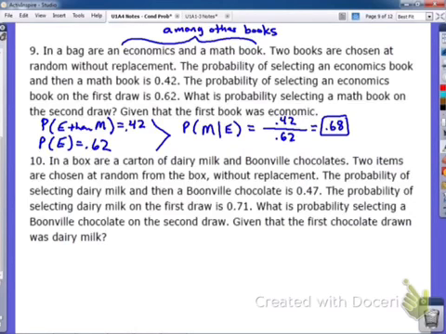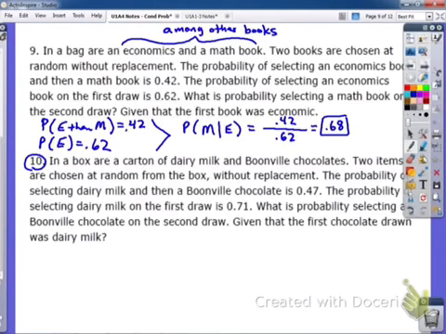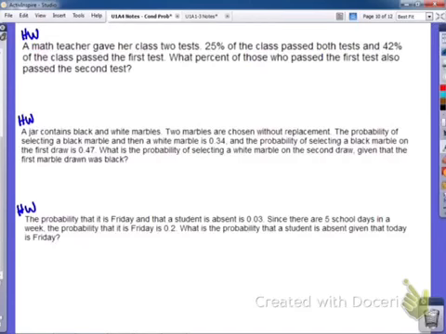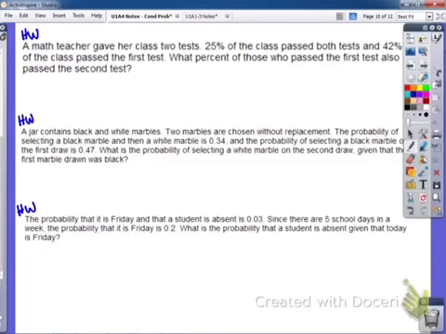Okay, I'm going to leave number 10 for you to do on your own for homework. And let me select a different problem here for us to work on right now. Okay, I'm going to let you do these 3 problems for homework.